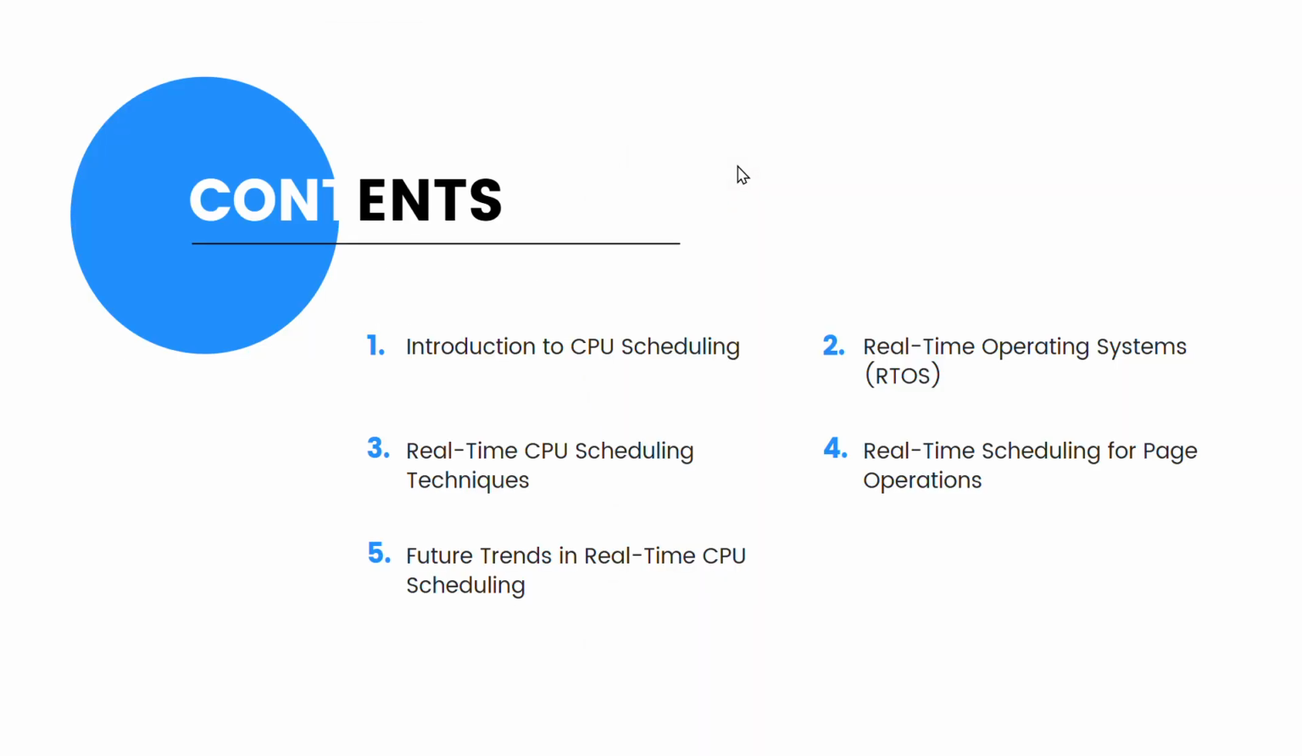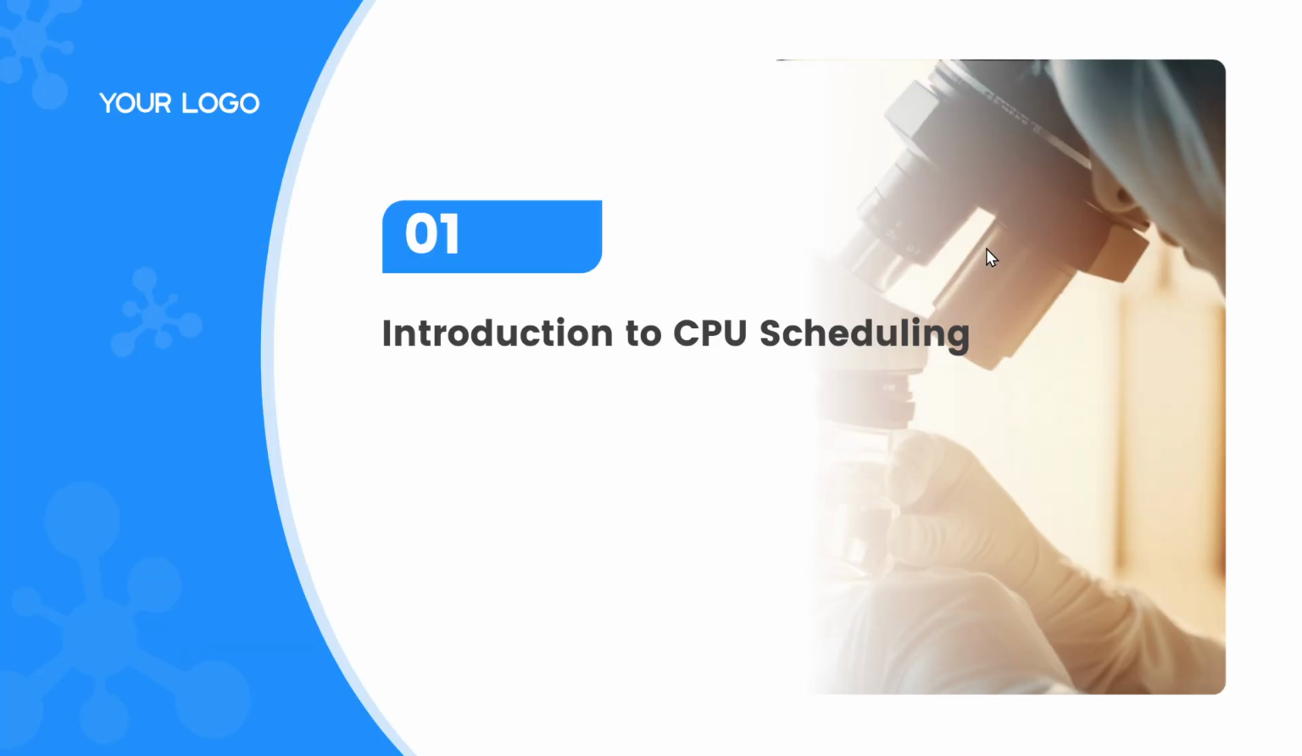These are the contents. First one is introduction to CPU scheduling. The second one is real-time operating system (RTOS), and the third one is real-time CPU scheduling techniques. There are various techniques available in that. And the fourth one is real-time scheduling for page operations. And the fifth one is future trends in real-time CPU scheduling.